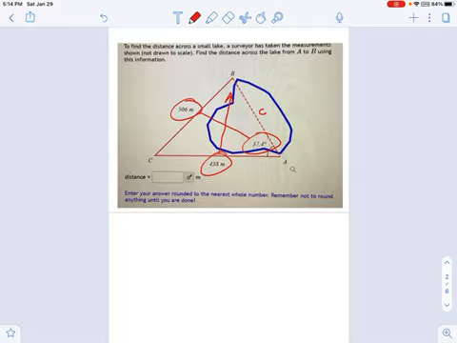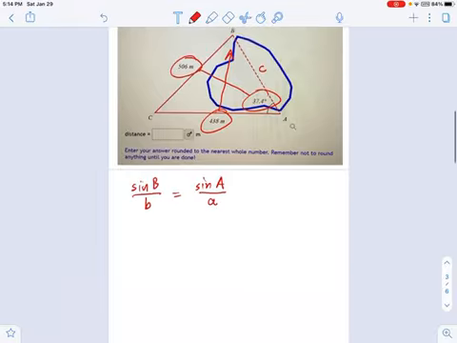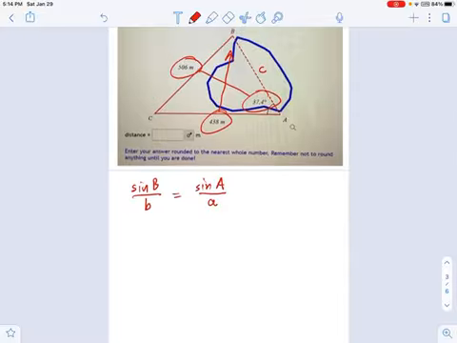Okay, so let's write the law of sines. I need angle B, so I'm going to say it like this: sine of angle B over little b equals sine of angle A over little a. This is all I can do at the moment. There's nothing I can do about C. We'll get to that later. So I can rewrite this to say sine of angle B equals little b times sine of angle A divided by little a.